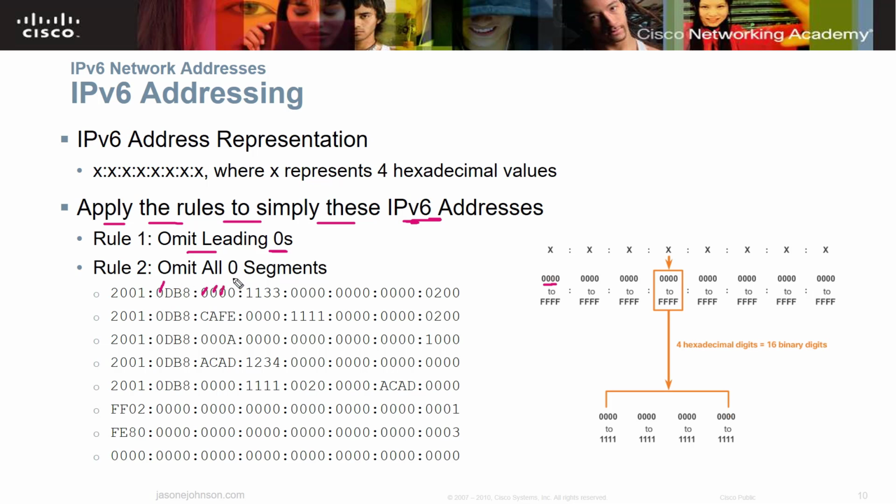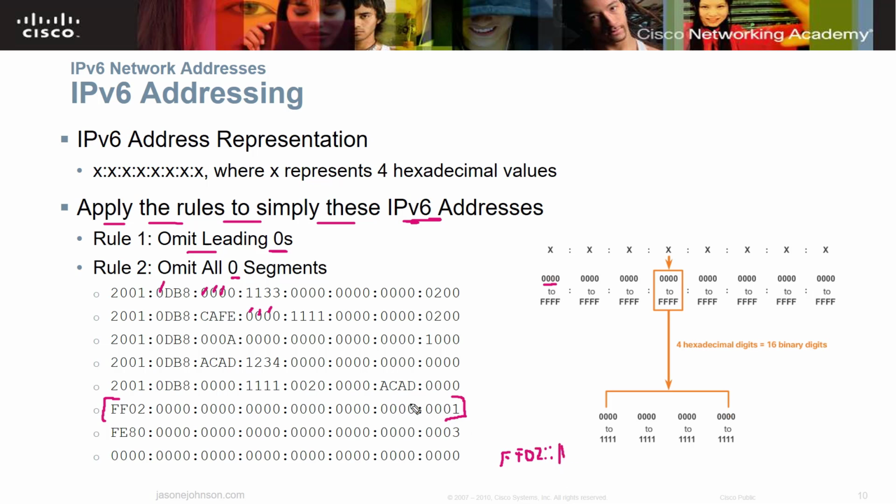And you can also omit all 0 segments. Like those 3 right there, I can omit those altogether. I can omit different segments here as long as they are contiguous, or beside each other. So for example, I'm going to use this one right here. I could technically write this as FF02::0001. Or actually, I could write it as FF02::1.